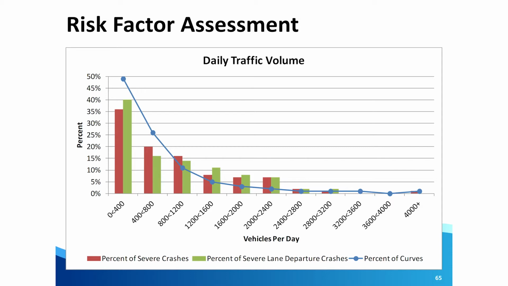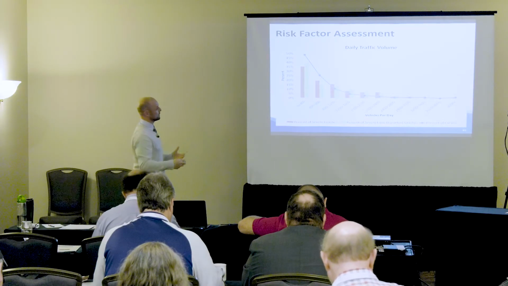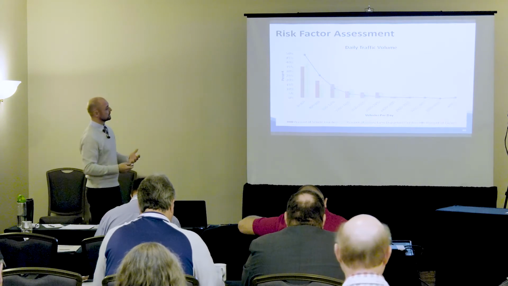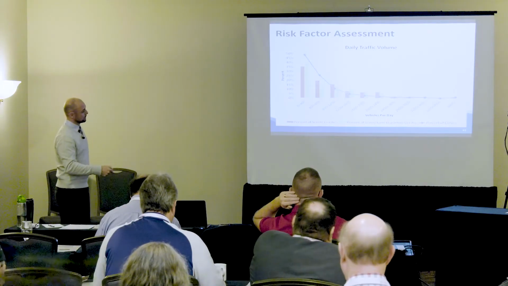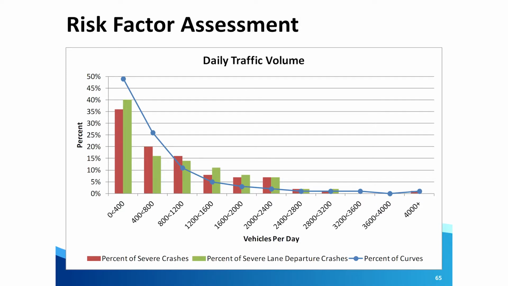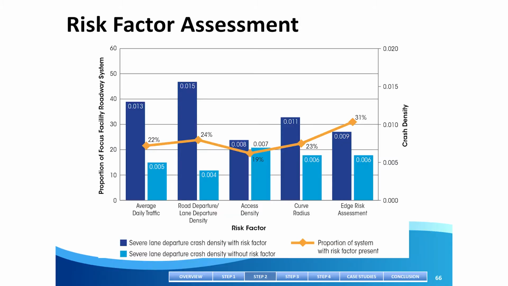So they're overrepresented. So what we would say here is maybe the traffic volumes between 800 and 2,400 vehicles per day represent the greatest risk, and we would assign those sites some risk score. So if the ADT fell out of that range, it doesn't get a risk score. So any site with a traffic volume between 800 and 2,400 gets some type of risk score.